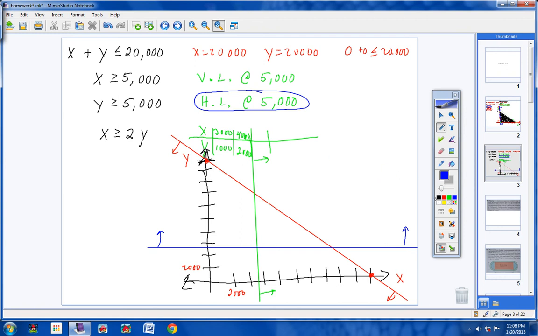And now students, very quickly, let's graph this last line. We have an ordered pair. We'll do the last line here in black. We have ordered pairs of over 2,000 up 1,000. Over 4,000 up 2,000. So there's the black line right there, okay?